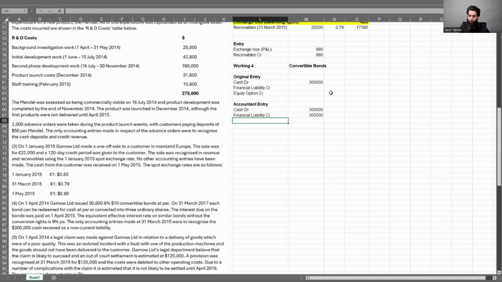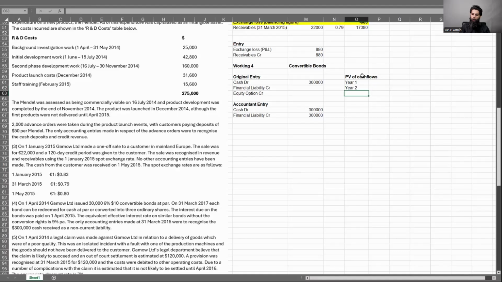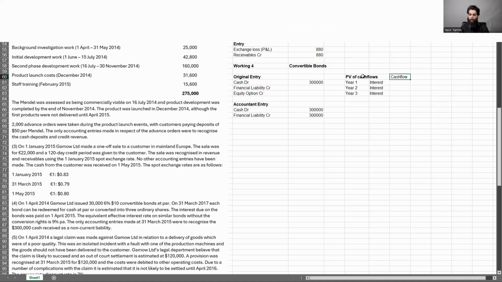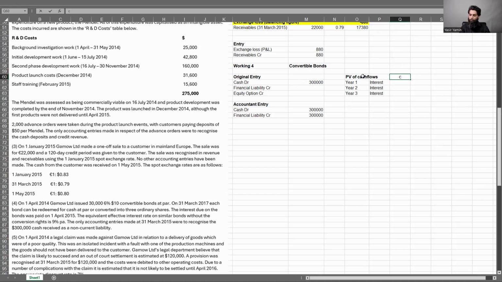So, sir, what do we need to do? You need to perform split accounting. First of all, you calculate the present value of cash flows. Guys, this is a 3-year bond. So for 3 years, year 1, year 2, year 3, you pay interest. How much interest do you pay on this bond? Can anybody tell me?